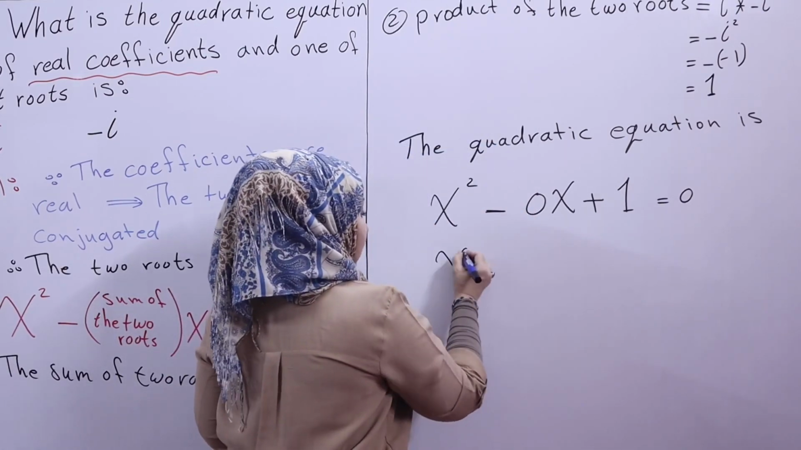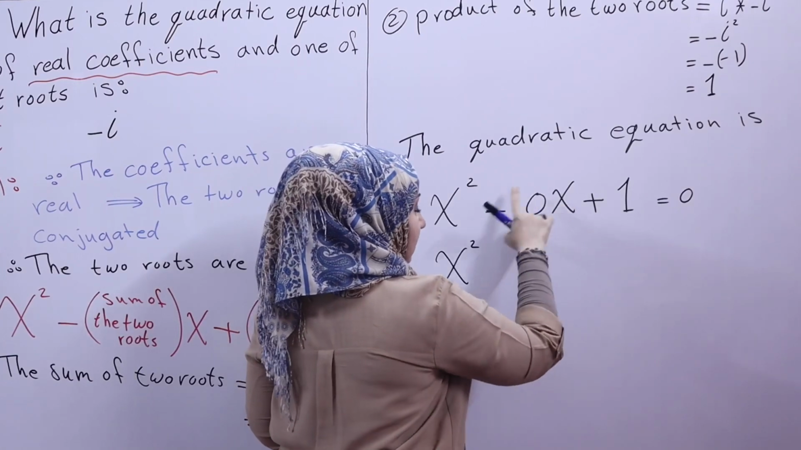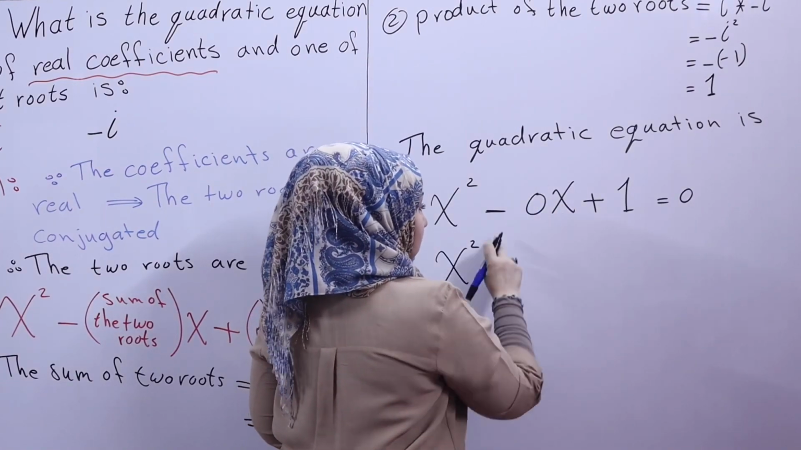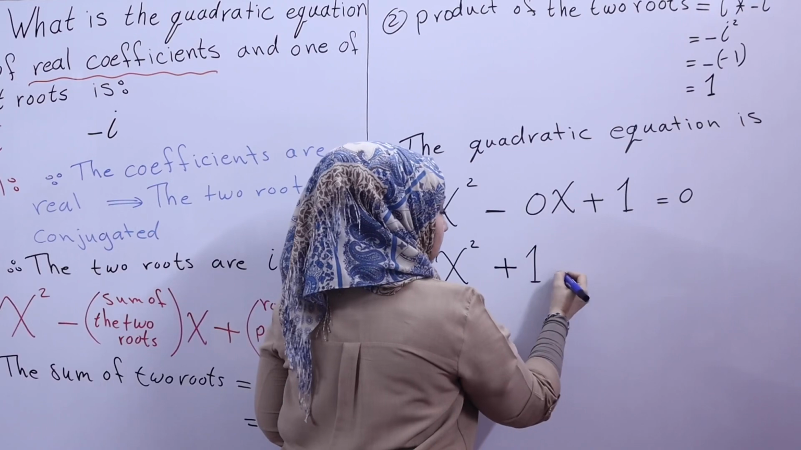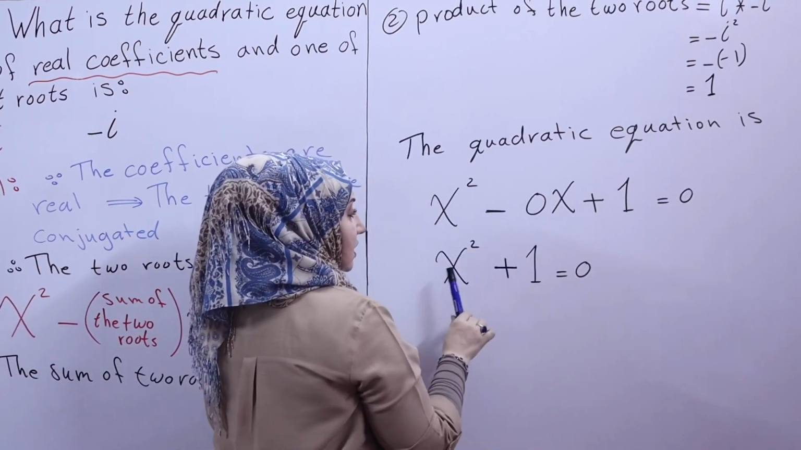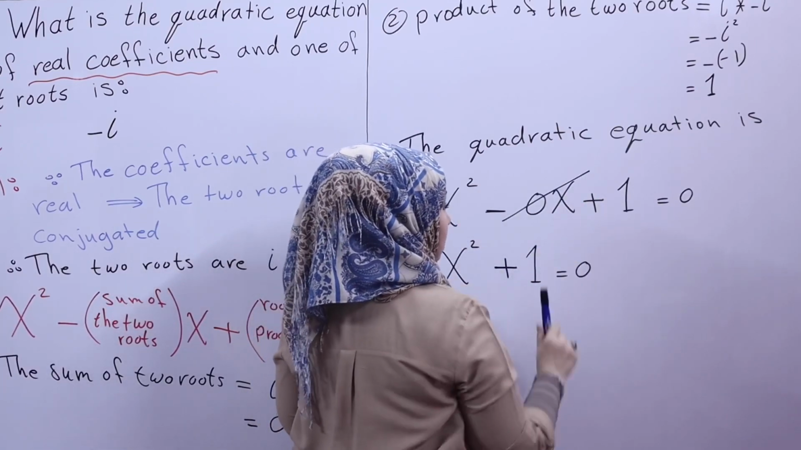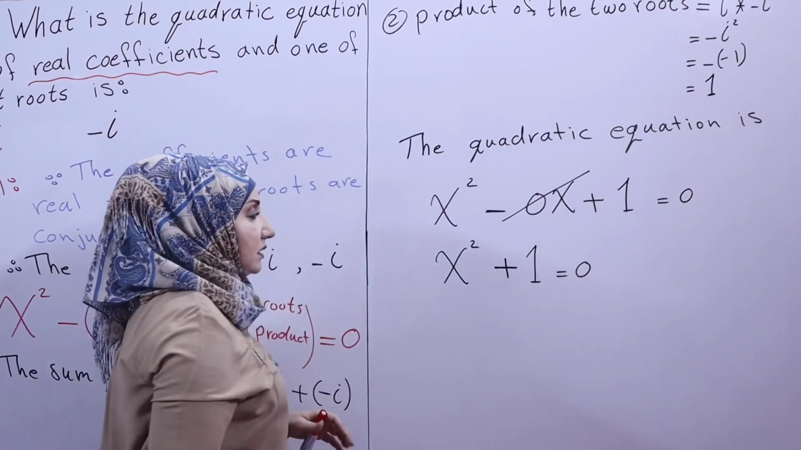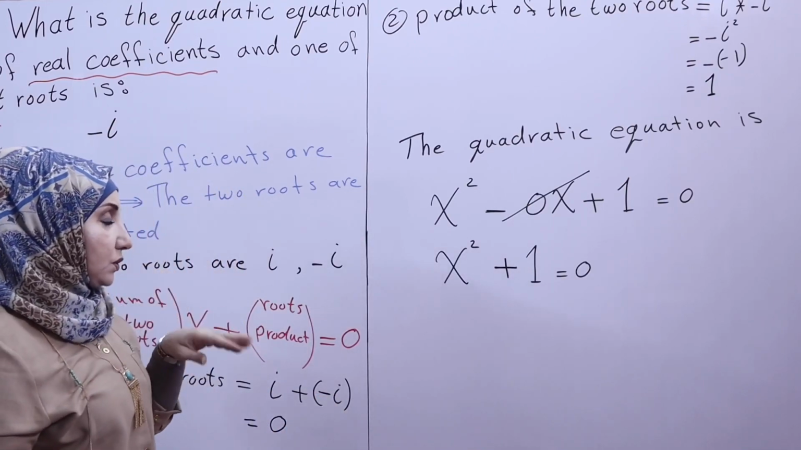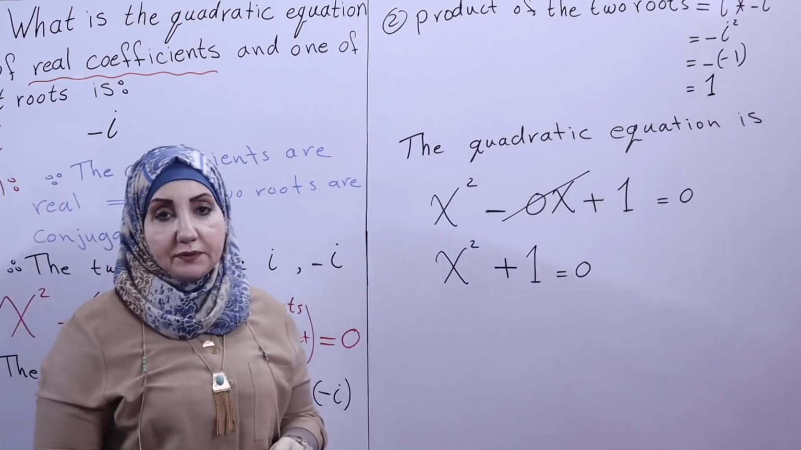Now we can simplify it. X squared minus 0, that means we can write plus 1 equal 0, because 0 multiplied x equals 0. So that means we can write it x squared plus 1. This is the quadratic equation, which its two roots are I and negative I.